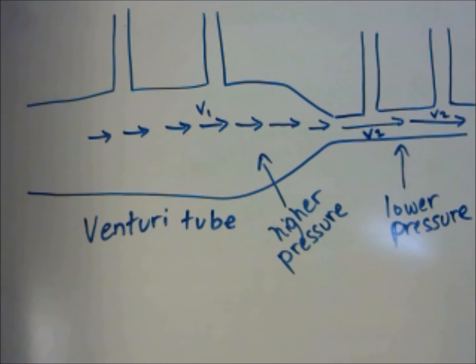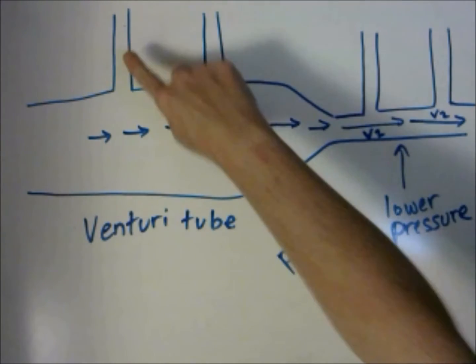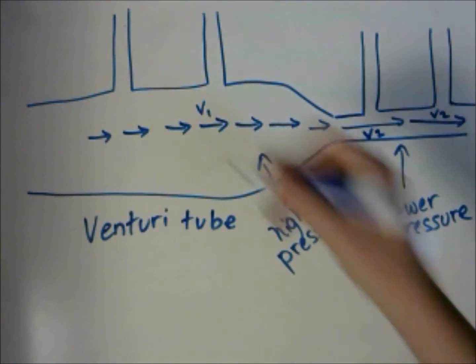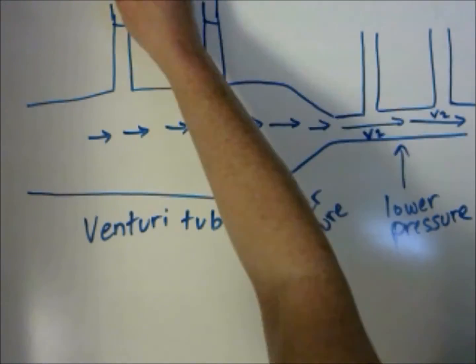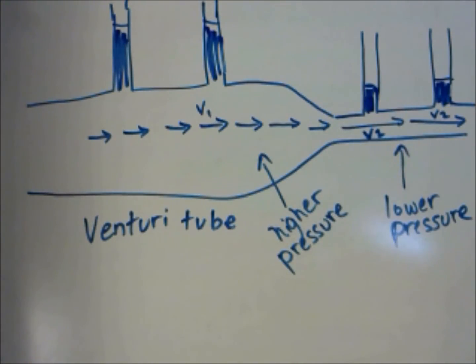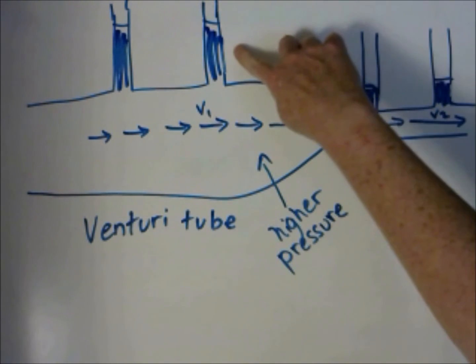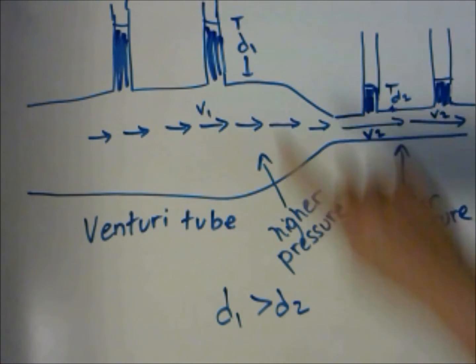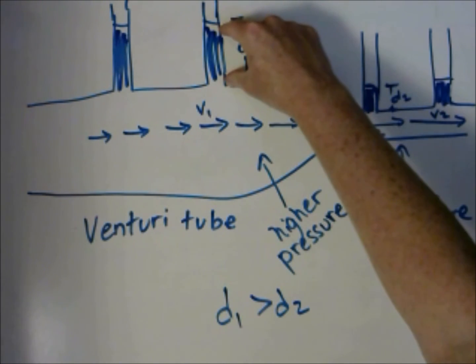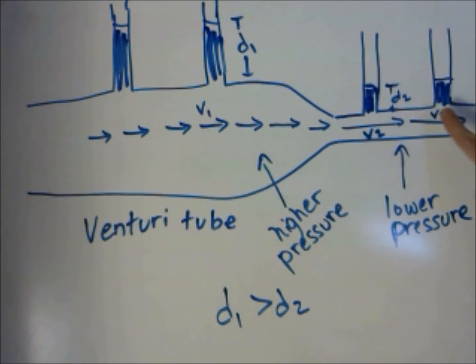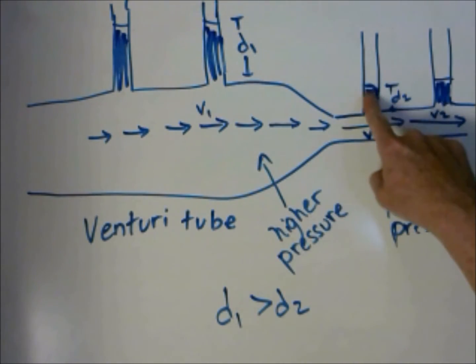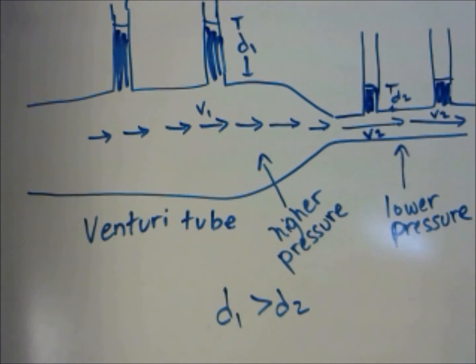The way we can see that in a Venturi tube is if we open up tubes at the top, vertical tubes, and put fluid into them, you'll see that the level of the fluid held up in the larger cross-sectional area is going to be greater. D1, the distance that fluid is held up, is greater here than here. And that's because there's more pressure here to hold the fluid up. There's less pressure here, so the fluid will fall down.